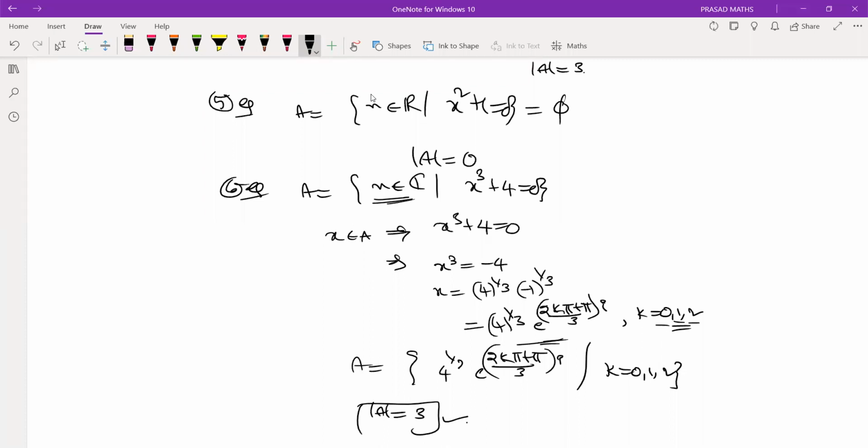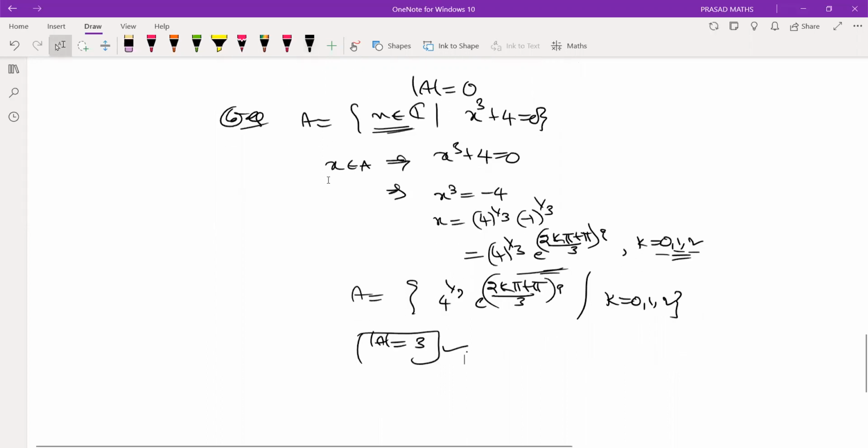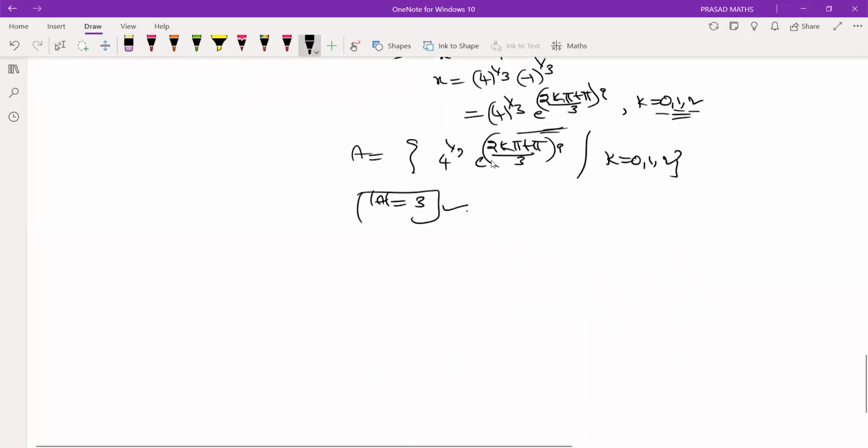So that means if you take any polynomial over the complex numbers, it definitely has a root by the fundamental theorem of algebra. The cardinality of the set is the same as the number of roots of such a polynomial over the complex field. So this is nothing but the cardinality of the set.